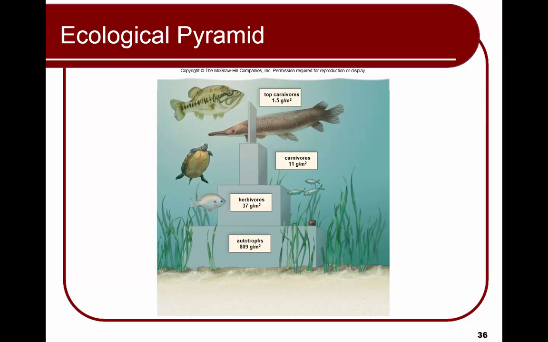So you've got the autotrophs at the bottom. You've got more autotrophs than you do herbivores, which is the second level, and more herbivores than you do carnivores, which is the third level. And then the top level, you've only got one or two organisms up there. It's a much smaller level. And if we look at the biomass, we're looking at 809 grams per meter squared, or 37, or 11, or 1.5. You see how the biomass decreases as you move up the ecological pyramid.